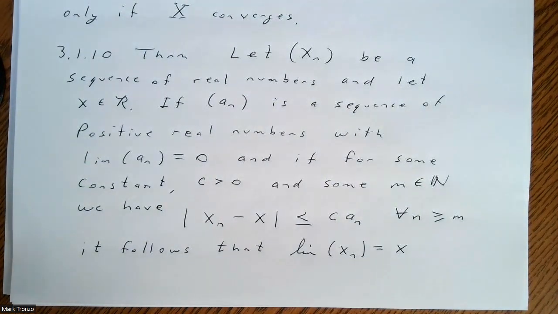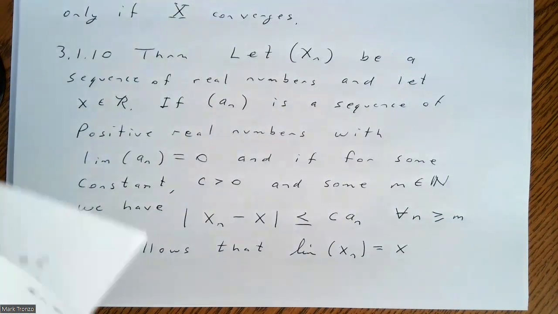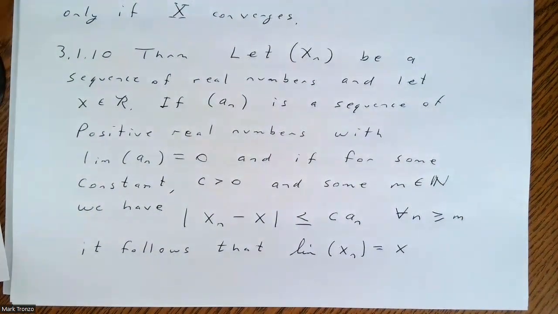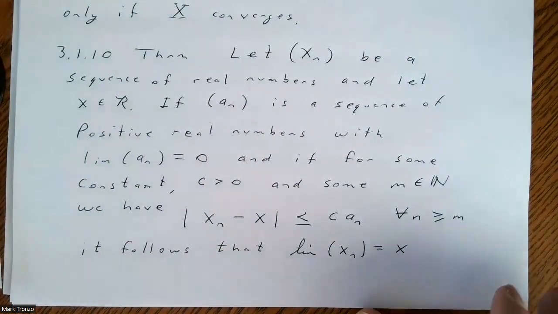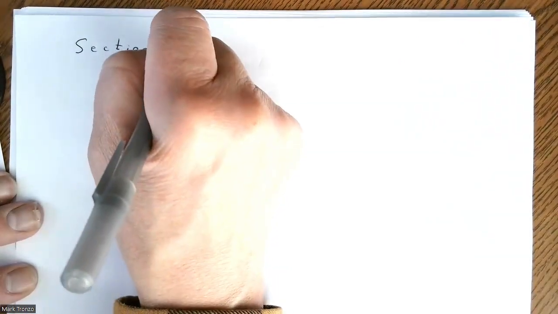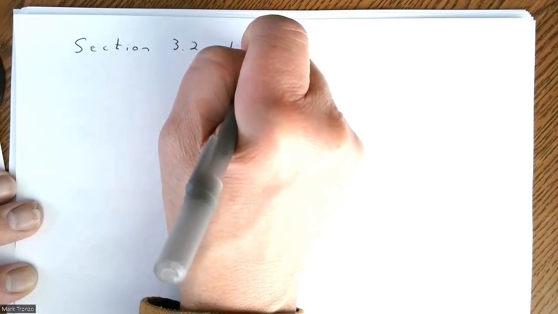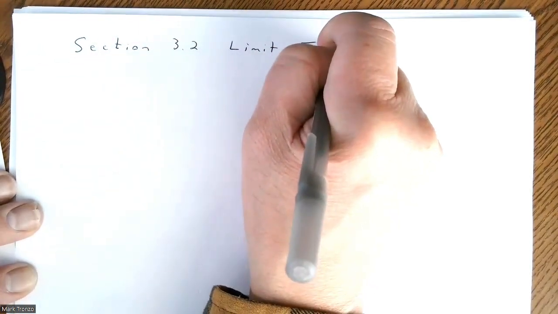So most of these were more examples. Let me do some more definitions. And this is more limit theorems. This is actually Section 3.2. Theorems.